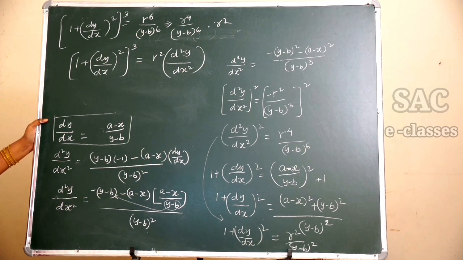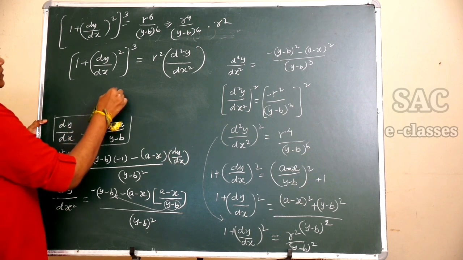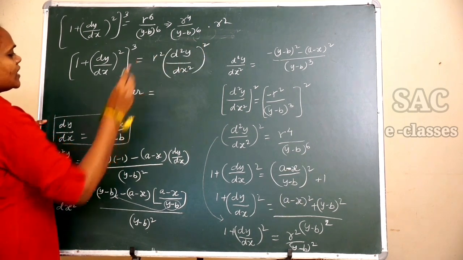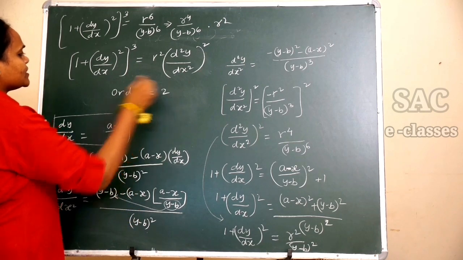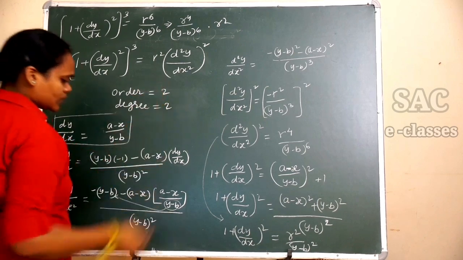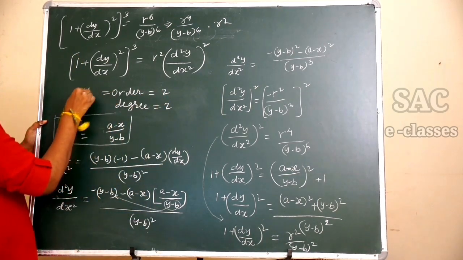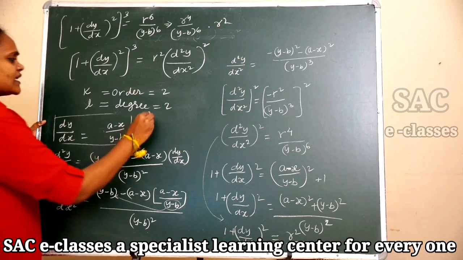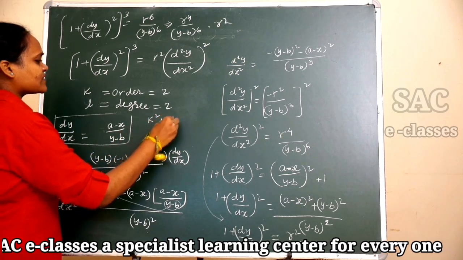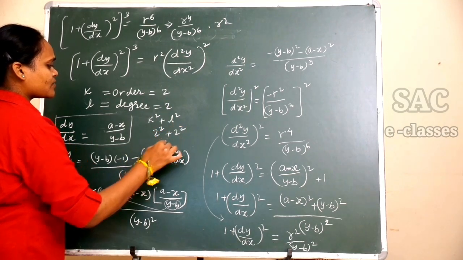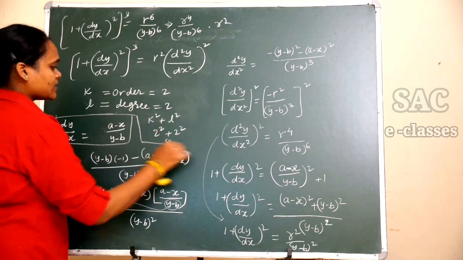In that way we can find. Now what is the order? You know that the order of the given differential equation is 2, and the degree is also 2. Now they asked you to assume that order is k and the degree is l. They are asking you to find out the k square plus l square value, which is 2 square plus 2 square, 8 is the required answer.